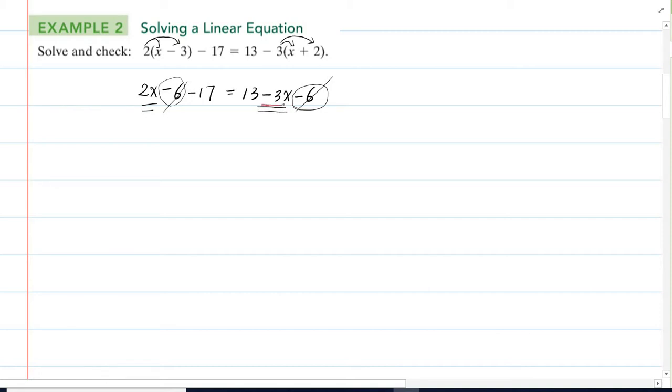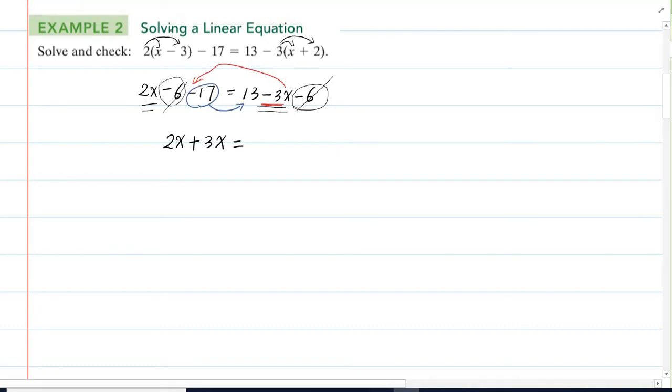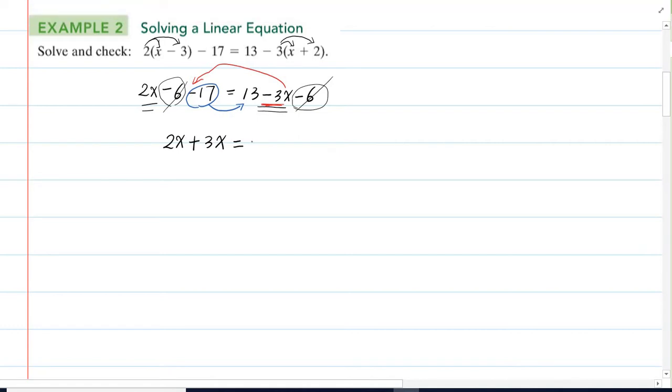We're going to move the negative 3x to the left side. So we're going to have 2x plus 3x. Remember, negative becomes positive. And that will be equal to, now we want to move the negative 17 to the other side. What happens when you move to the other side? You change the sign again. So that will become positive 17. And then we still have the original 13 there, that will be plus 13.